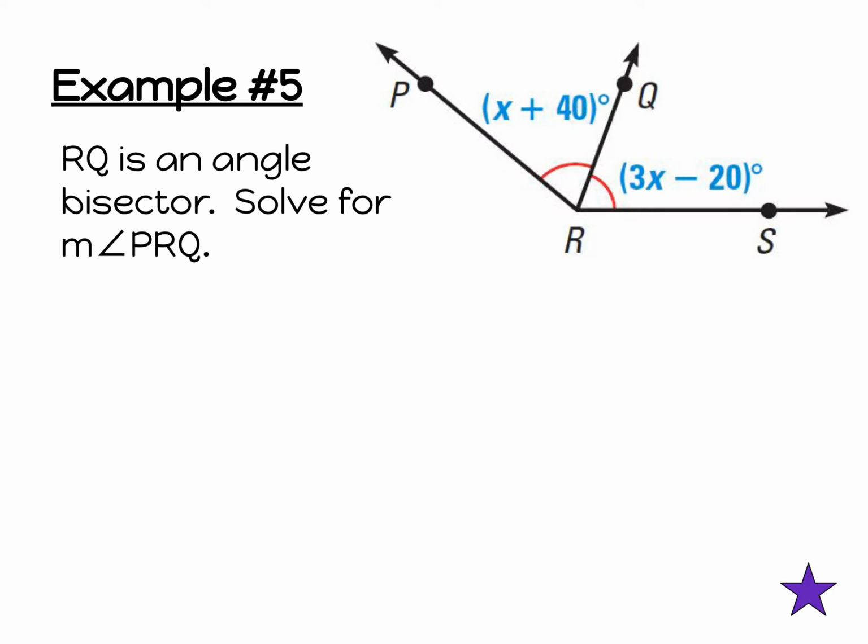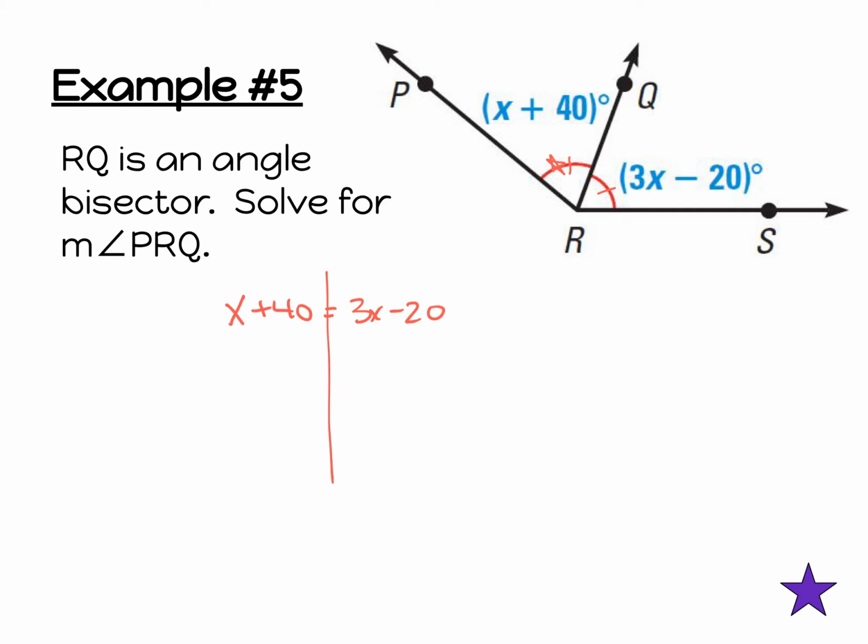For this next problem, it says RQ is an angle bisector. We want to solve for the measure of angle PRQ. So I want to solve for this angle right here when I'm all done. So now remember, the key here is that this is an angle bisector, which means my two angles, which are marked here in red, are congruent. So if they're congruent, that means they have equal measure. So I need to put an equal sign between their expressions. So x plus 40 has to equal 3x minus 20.